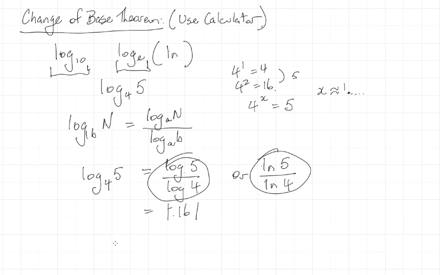That means that this base 4 raised to 1.161 will be approximately equal to the number 5. The more decimal places, obviously, the closer your approximation is to 5.